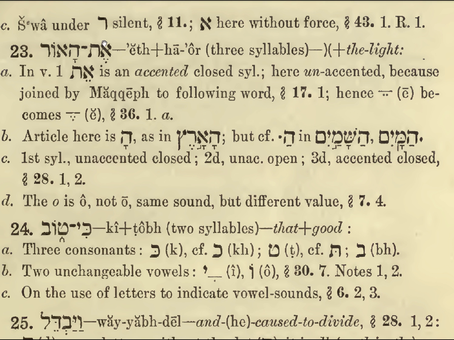And the shva under the r is silent. And the aleph here has no force. Et ha-or. Three syllables. Short vowel, long vowel, long vowel. Et ha-or.